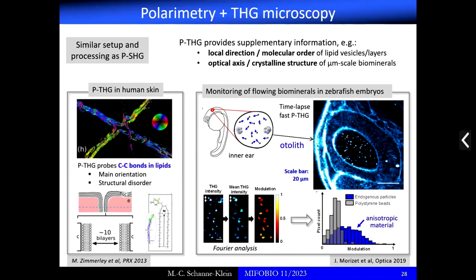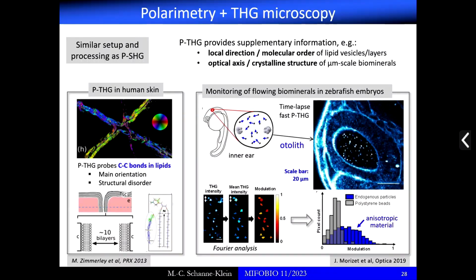We can also add some polarization. Briefly, it's similar to second harmonic. It gives mainly a local direction and also some disorder parameter. When we look at lipids, what it probes is mainly the main direction of the lipid bands. So here it's skin, with lipids from the stratum corneum, and you see these lipids, and you also have some structural disorder.